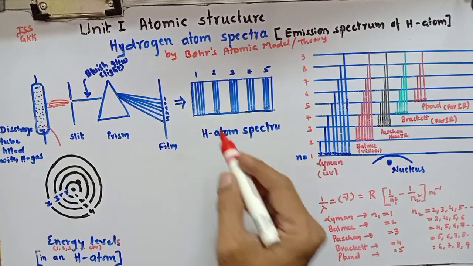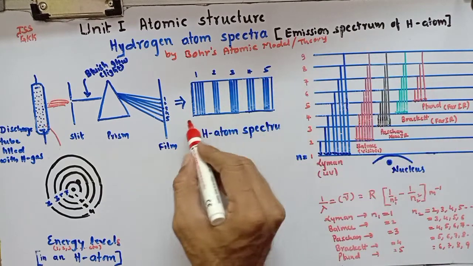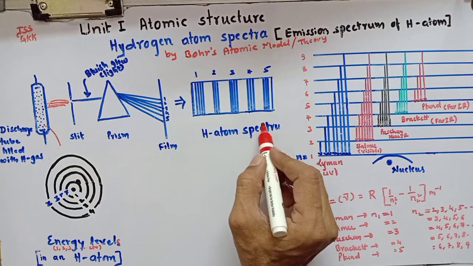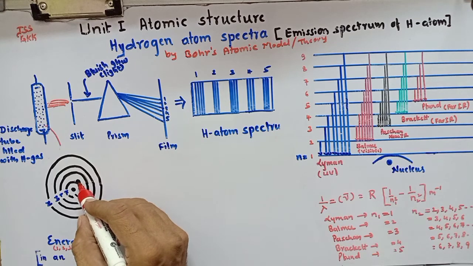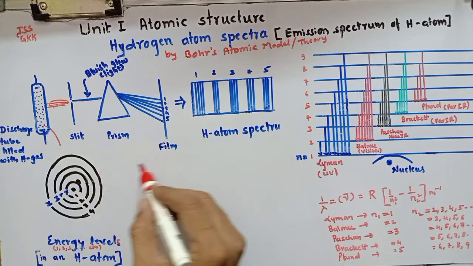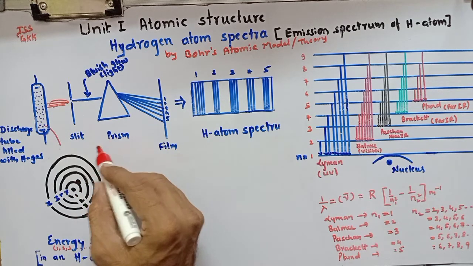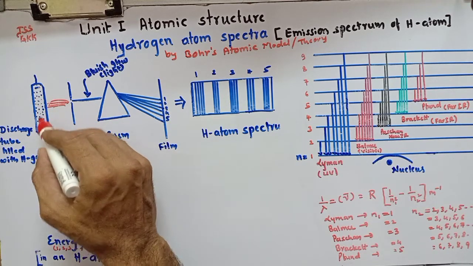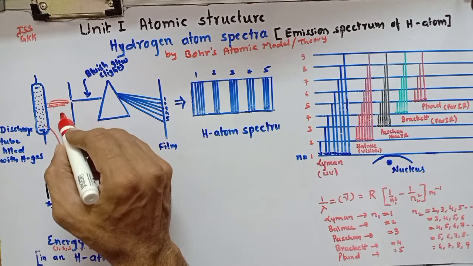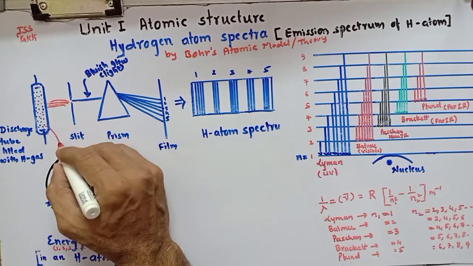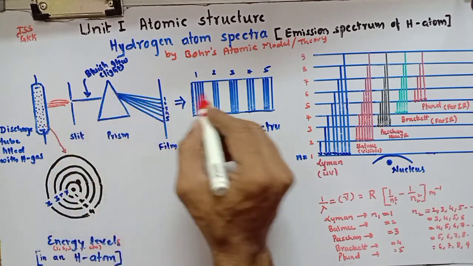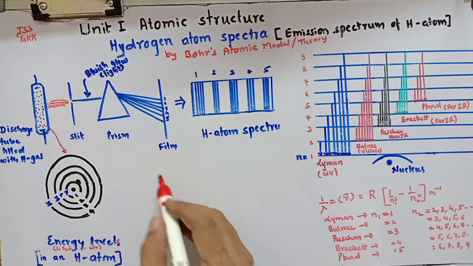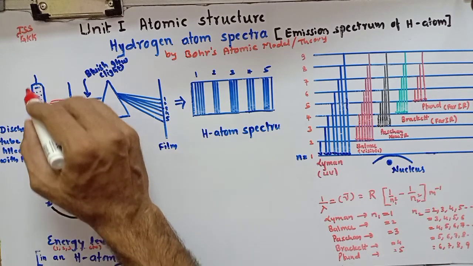Now let us see why the emission spectrum of hydrogen shows a large number of spectral lines, even though the hydrogen atom contains only one electron. This is because during the experiment they took a sample of hydrogen gas instead of a single hydrogen atom, which is impossible. It is not possible to take a single hydrogen atom and record its emission spectrum. So they took a sample of hydrogen gas in the discharge tube.